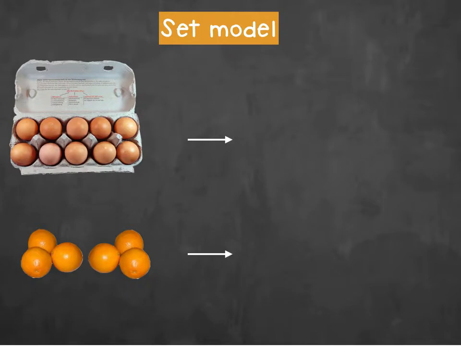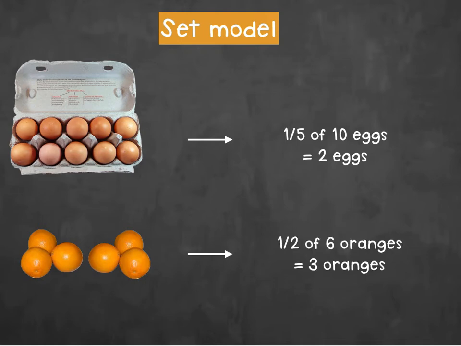Set models are when there are a certain amount of objects being taken from a set. For example, there are 10 eggs in this box. That is the set. Taking 1/5 of the eggs in the set would mean taking 2 eggs. Or if you have 6 oranges, taking half of the oranges means taking 3 of them.